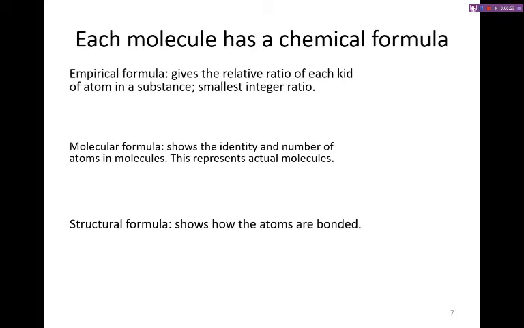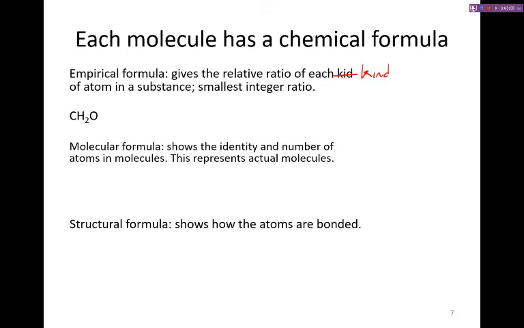The most simple way is called the empirical formula. This gives the lowest whole number ratio of each kind of atom in a substance. So we could have a ratio of 1 carbon to 2 hydrogens to 1 oxygen, and that, because we cannot reduce it any smaller and still maintain that ratio, that's an empirical formula.